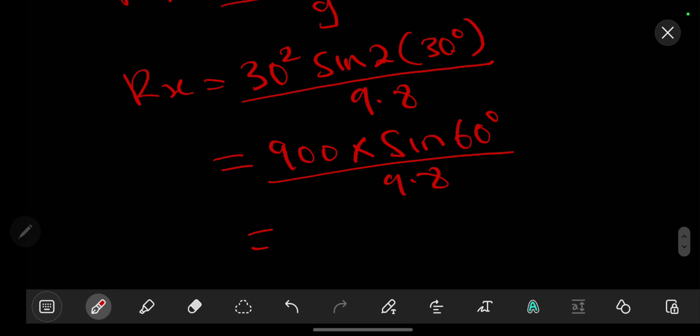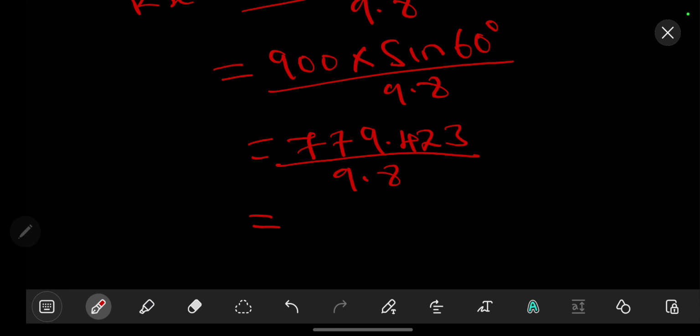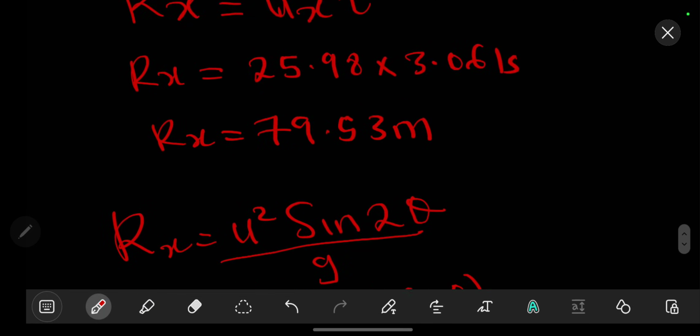So when you press 900 sine of 60, this is going to give us a value of 779.423, then over 9.8. So we are going to have a value equivalent to 79.533 meters. So either you use that range or you use this formula.